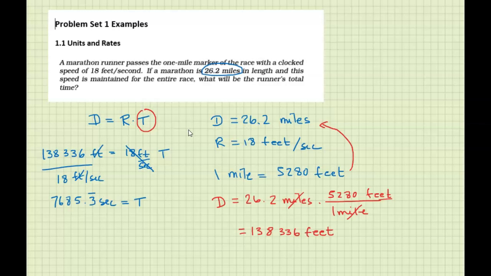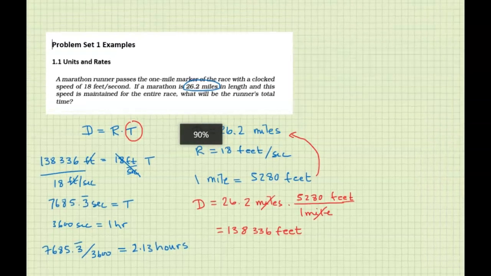7,700 seconds. Doesn't really make sense to measure the time for a marathon in seconds, so let's change it into hours. Okay, so there are 3,600 seconds in 1 hour. So if I divide this 7685.3 repeating by 3,600, then that will tell us how many hours there are. So 2.13 hours.